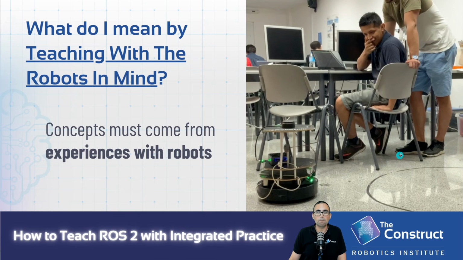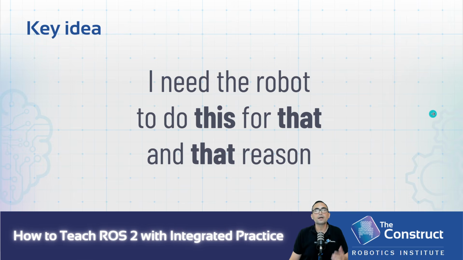And what do I mean by teaching with the robot in mind? What I mean is that I don't believe in teaching a subject, in this case ROS2, just by starting to enumerate all the things that programmatically you can do. For example, you can create a subscriber, and then you can get a message from the subscriber, and you can do a publisher. What does this have to do with a robot? That's the point that I want to break in this method for delivering classes for ROS2.